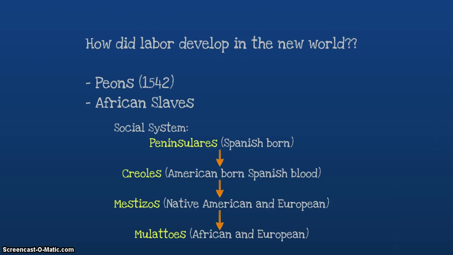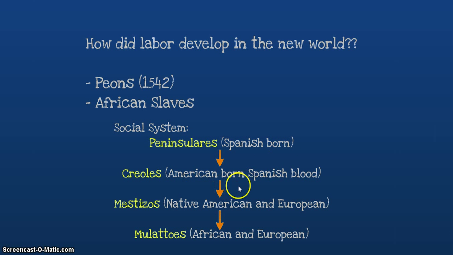How did labor develop in the New World? Well, there were peons, which were a poorer class, and African slaves. The social system that developed involved a hierarchy of who was important and who got to do more work or the more difficult work. The high part of the social class were the Spanish-born, and then you have the American-born with Spanish blood. So that first upper level of class is people who came from Spain.